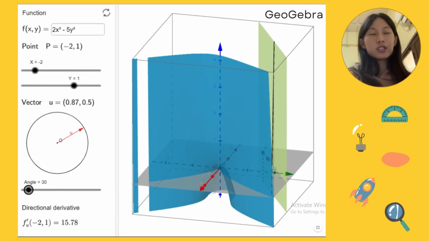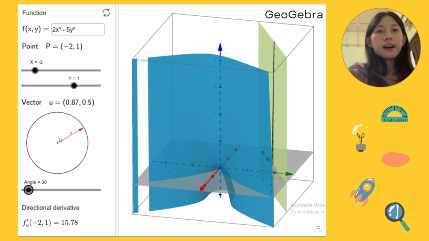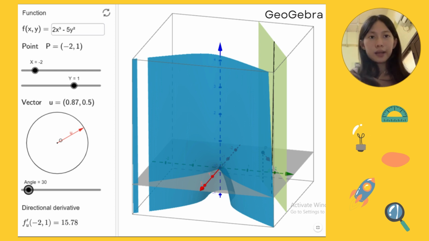Okay, so by using the GeoGebra website, I can put in the function f(x, y) = 2x³ − 5y² at the point x = −2 and y = 1, and at the angle of 30 degrees. It is written here that the directional derivative is 15.78, which is the same as our calculation, and this is the graph.